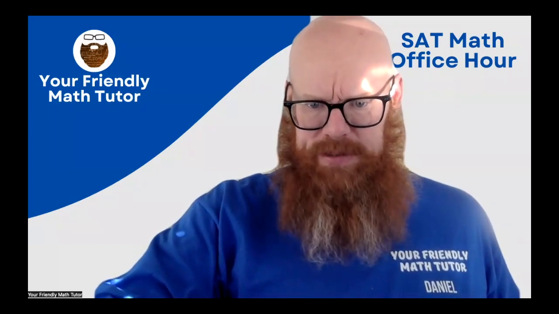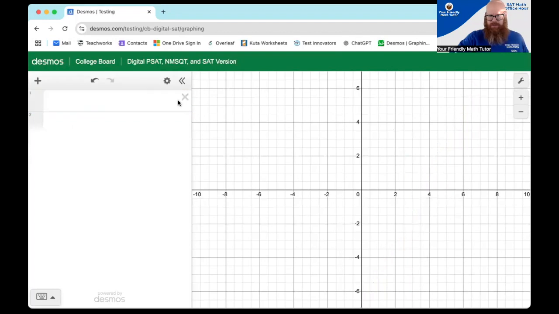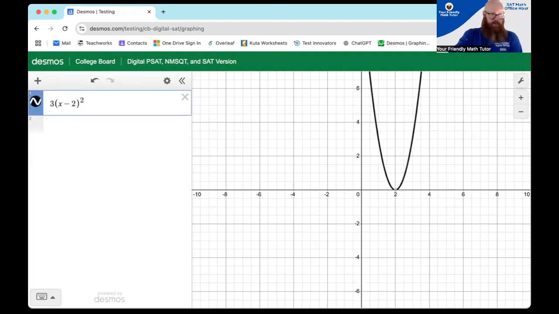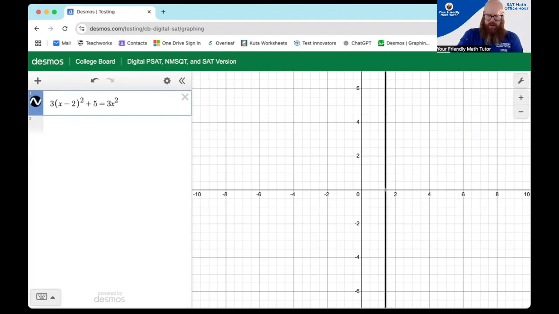So we jump into Desmos, get rid of these, and do this. Just put it in as is. So I'm going to put 3 times (x minus 2) squared plus 5 equals 3x squared plus 12x minus 17. If you do this, this is what happens.